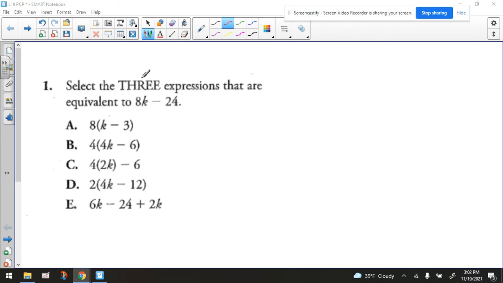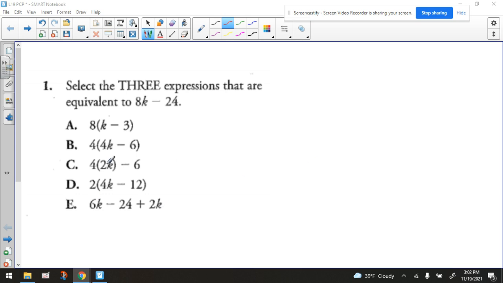It says select the 3 expressions that are equivalent to 8k minus 24. So this expression is simplified, but these are all not simplified. So in order to figure out which ones are equivalent, we have to distribute the ones that can be, which would be A through D, and this one we have to combine like terms.